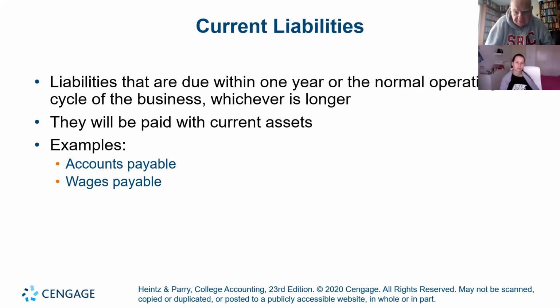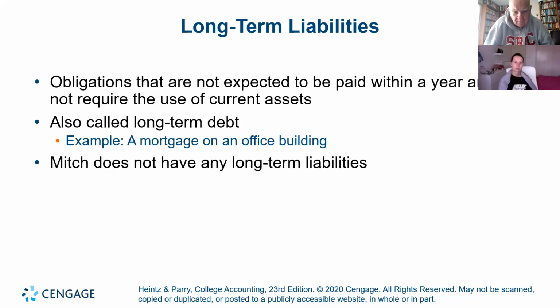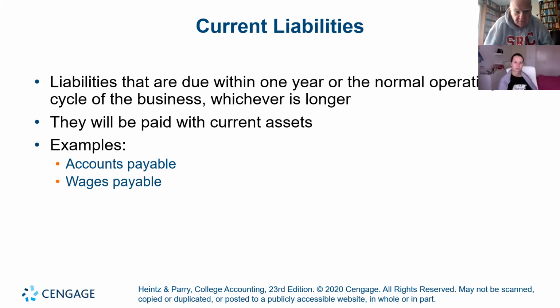Current liabilities. Anything due within 1 year or the normal operating cycle, typically a year, we'll say, and they will be paid with current assets, obviously. Current liabilities: accounts payable, wages payable, and there could be others. You might have interest payable in 90 days or something.